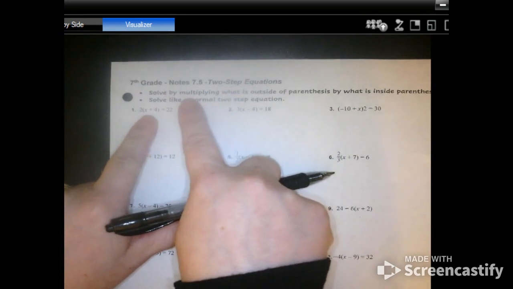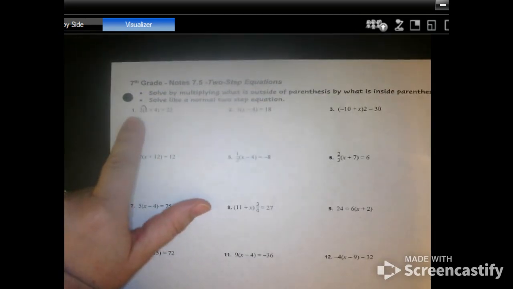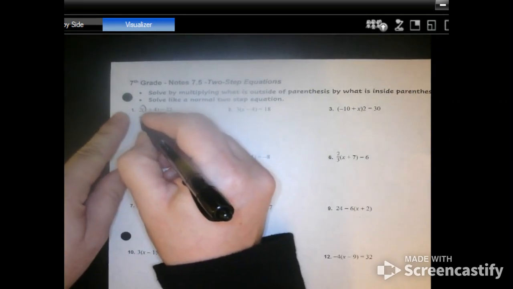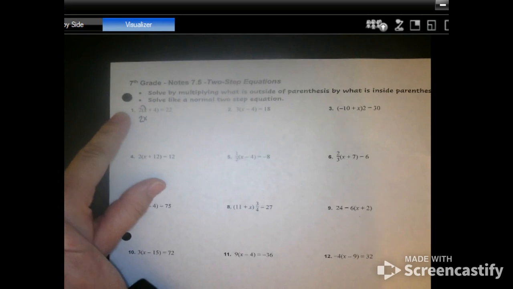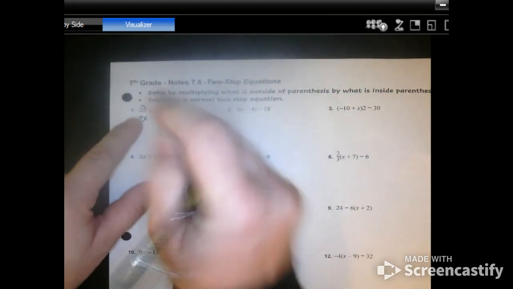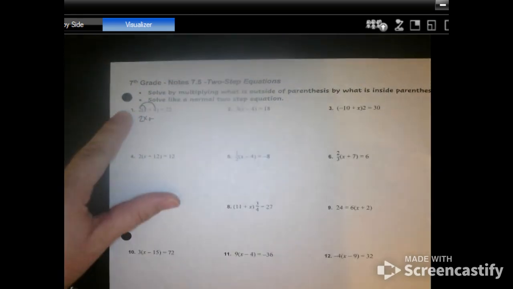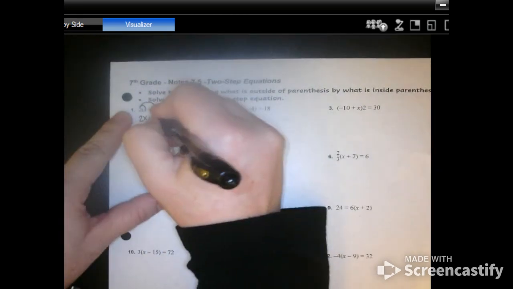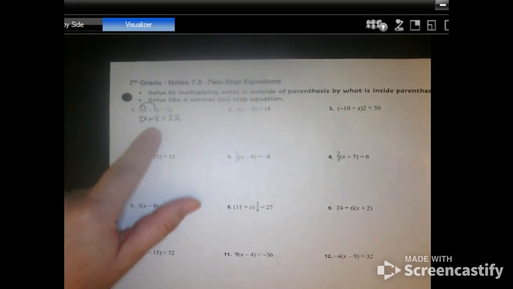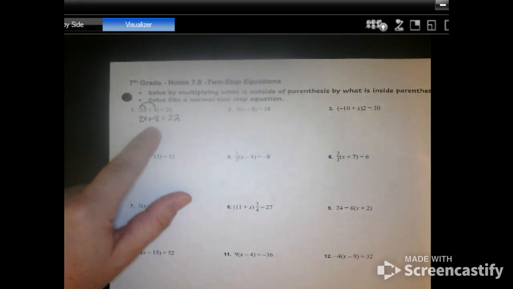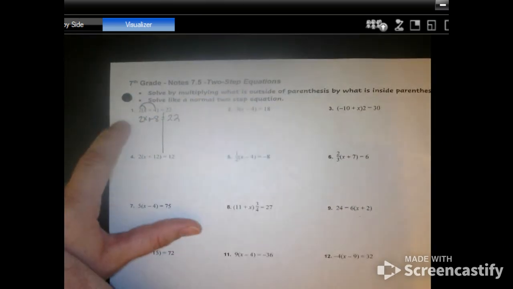So we solve it by multiplying. I would multiply the 2 times the x. Well, I don't know what x is, so I would just put what? 2x. And then I'm going to keep this plus. Plus, what is 2 times 4? 8. Does that look like a 2-step equation we did last week? Yes. So then I would draw my line.